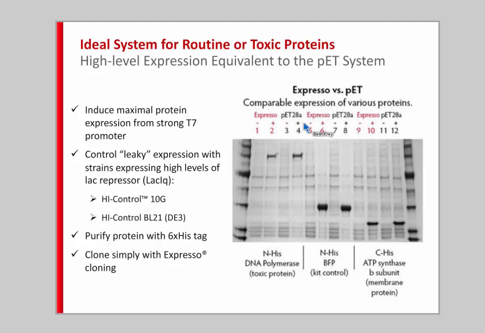In this SDS page gel comparing the soluble protein expression, on the left-hand side, we see the DNA polymerase, which is a toxic protein, and in the middle, we see a control fluorescent protein. And then on the right-hand side here, we see a membrane protein. And in each case, the stable expression of the recombinant protein is basically equivalent for both systems across those target classes. So it really is a great system for both routine and toxic targets.